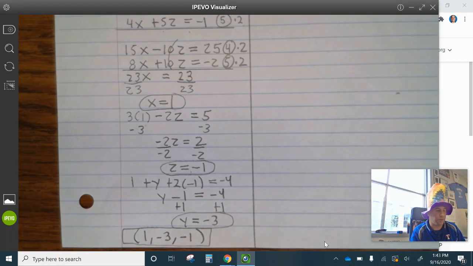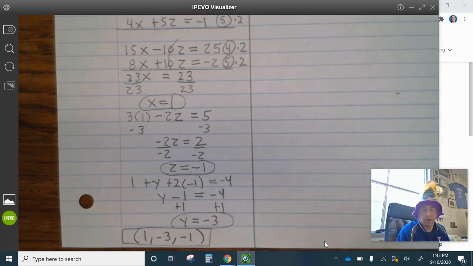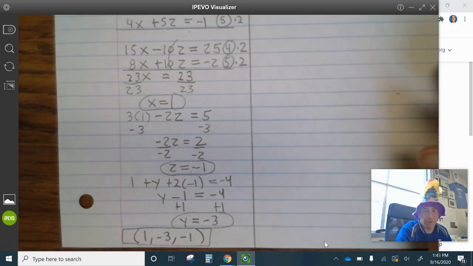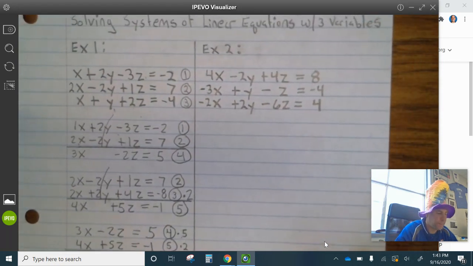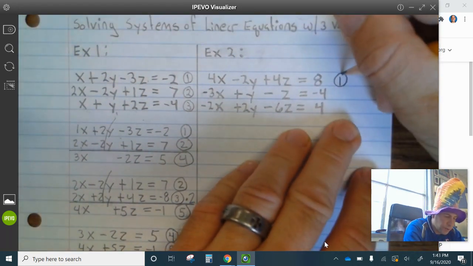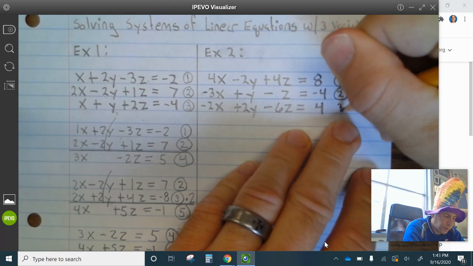Okay, go ahead and finish up example 1. All right, now let's take a look at example 2. All right, so let's number this equation 1, this equation 2, this equation 3.